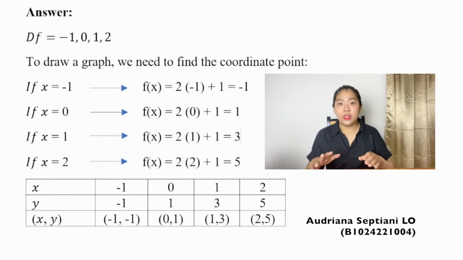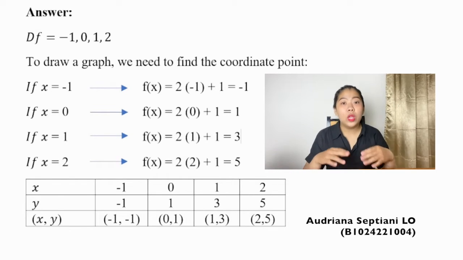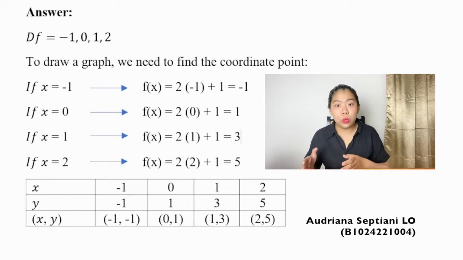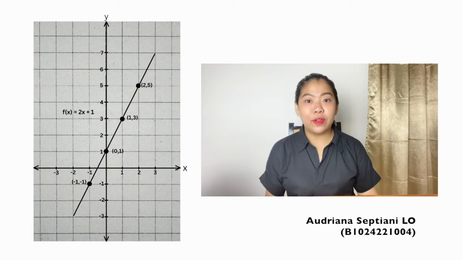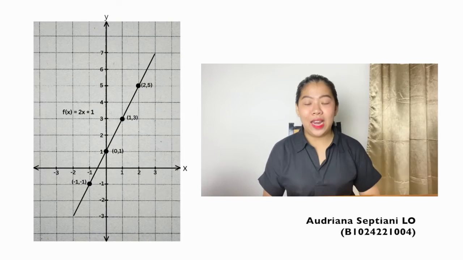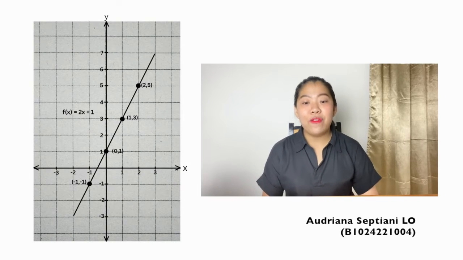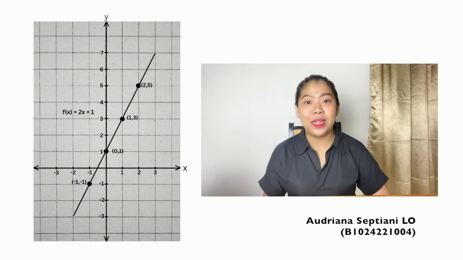1. Next, the third is if x equal to 1, it means f(x) equal to 2 times 1 plus 1, which is 3. Last, if x is 2, it means f(x) equal 2 times 2 plus 1, and the result is 5. After finding the coordinate points, we draw them in the graph and then draw a line. And yeah, this is the result of the linear function graph of f(x) equal to 2x plus 1.